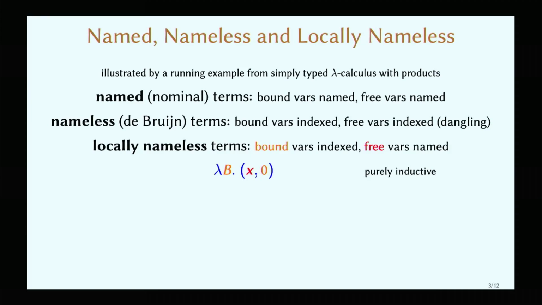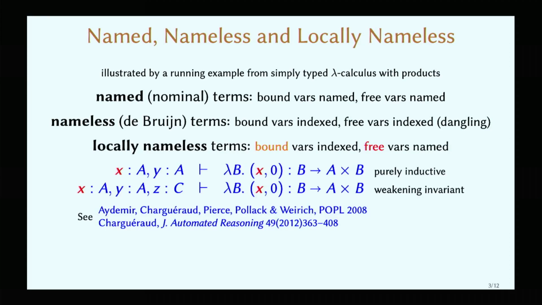Okay. Well, we still have a representation of terms up to alpha equivalence, which is purely inductive, right? Because we're using De Bruijn on the bound things. But at the same time, it is weakening invariant. I don't have to change the term when I weaken the context. It's still going to be a valid thing because I'm using explicit named free variables.